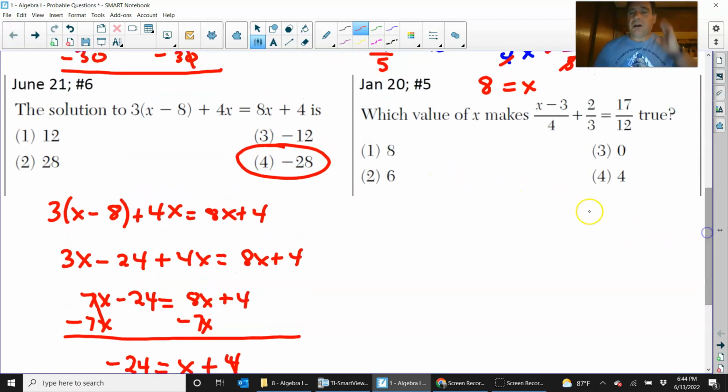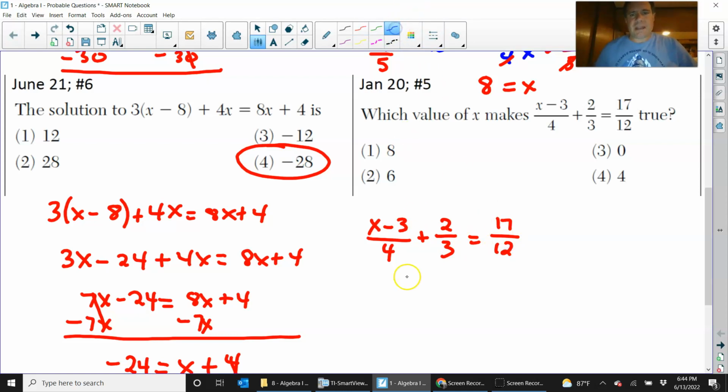It's up to you. This is another difficult question, a little bit more difficult than this one was. This is from the January 2020 Regents. I'm just going to rewrite everything over here. The first thing you do is subtract that 2/3. You want to get rid of the 2/3 and put it on the other side of the equal sign.